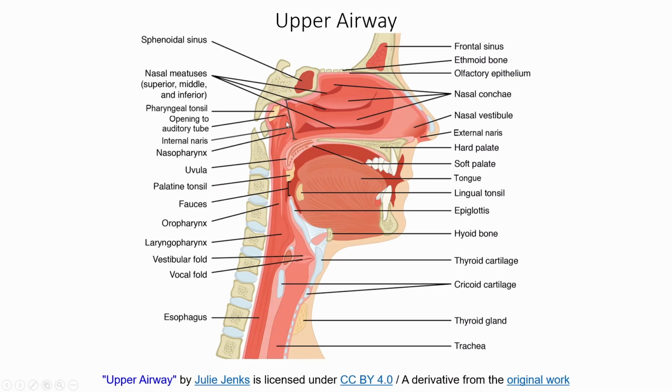The pharynx can be broken down into three regions: the nasopharynx, which connects to the nasal cavity, the oropharynx, which is going to connect to the oral cavity, and then the laryngopharynx, which is going to go down further.